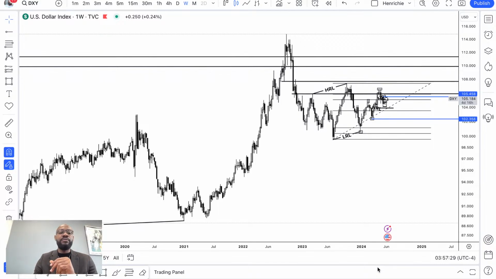Euro is actually moving very nicely so far, and I'm anticipating to see a break of structure. Once I do see a break of structure on Euro, then I'll be looking for a buy setup on Euro. So that is my analysis, and we will take a brief look at gold as well.